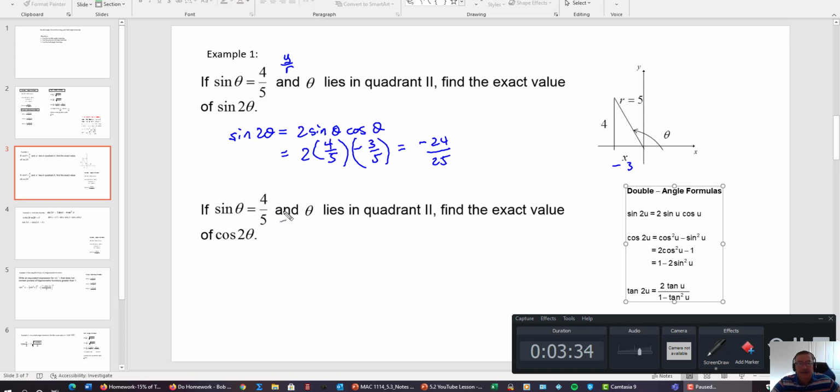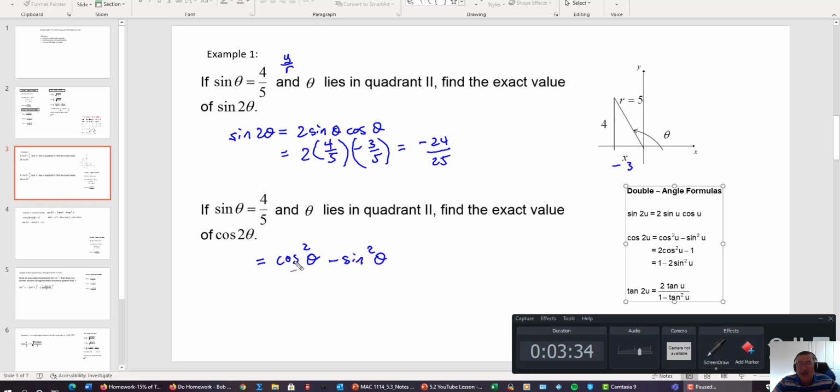All right, in this example, we'll use the same right triangle in quadrant 2. It says find the value of the cosine of 2 theta. Now remember, here are the formulas for the double angle. So we can use any of these to get the answer. I'm going to rewrite the cosine of 2 theta. I'll use this first one. You can use any of the three formulas because they're all equal, and we'll just rewrite u as theta.